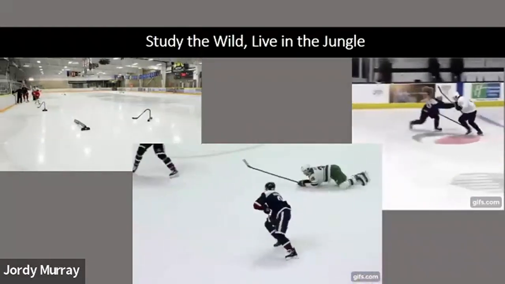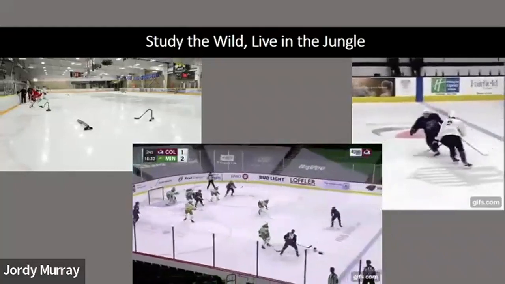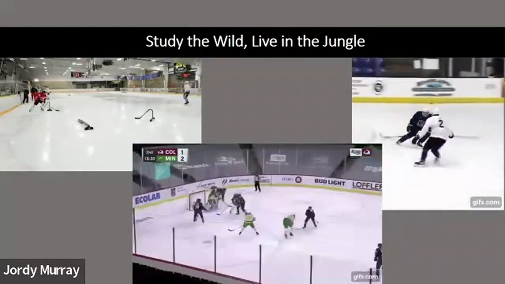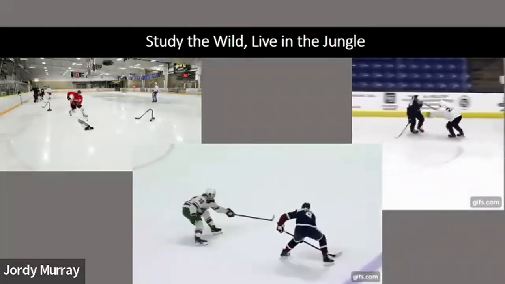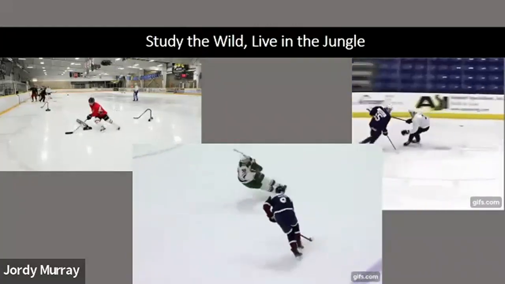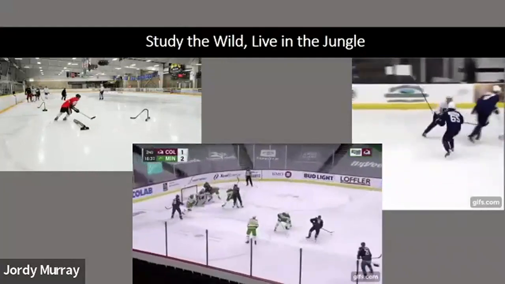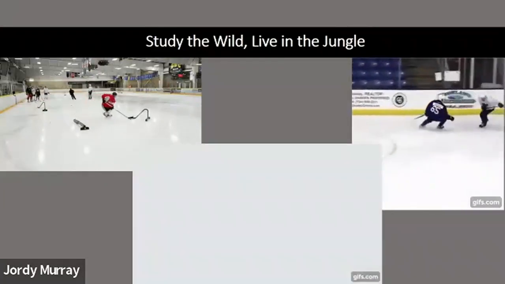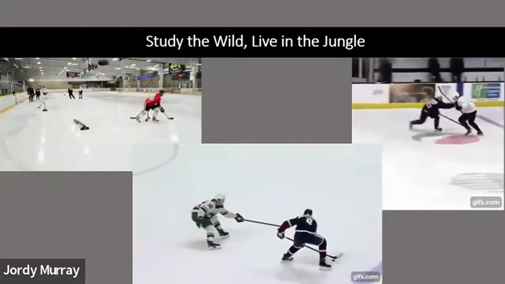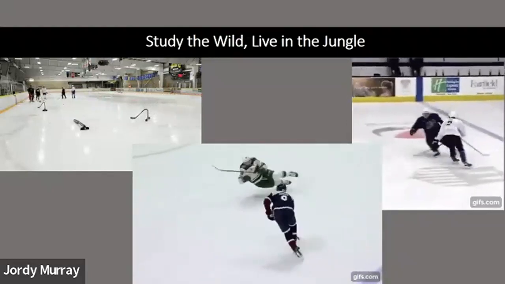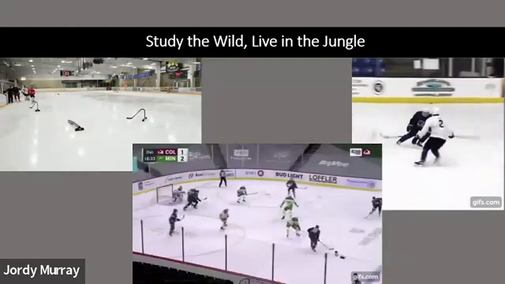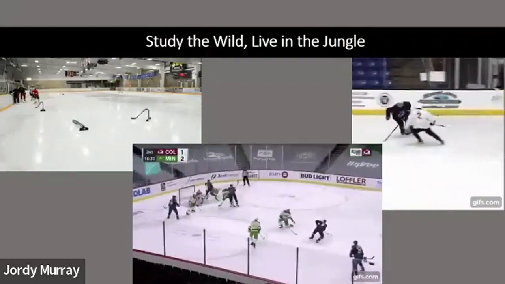I like having these three on the same slide because it's easy to look at them and compare, and then to think about, okay, what is most similar to the game? And if the top right is the most similar to the game, then we've got to do more of that in practice. That's what's going to transfer. So we've got to do that. That's what our practices are going to be about. And we're going to inform those practices based on what's in the middle, right? Based on the actual game and what we see in video.